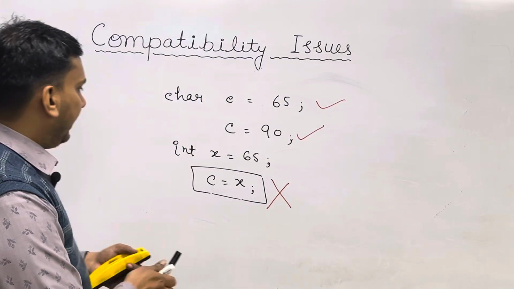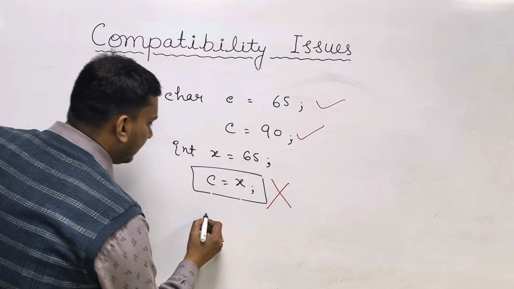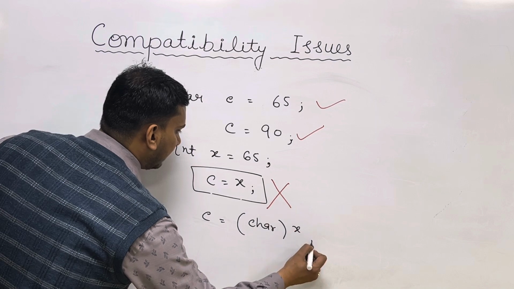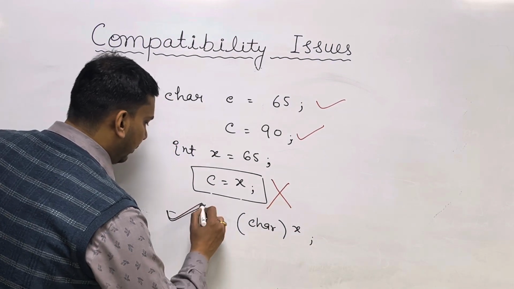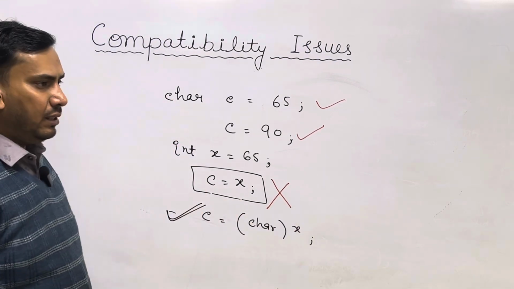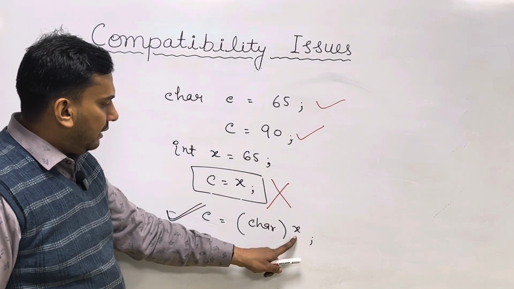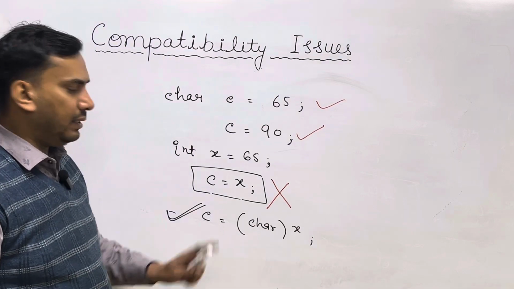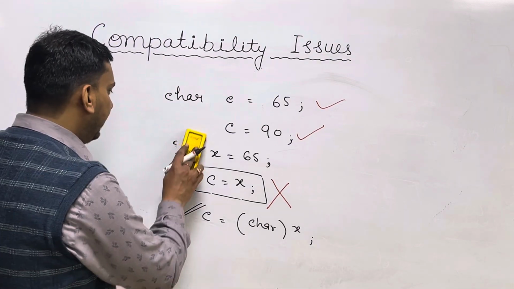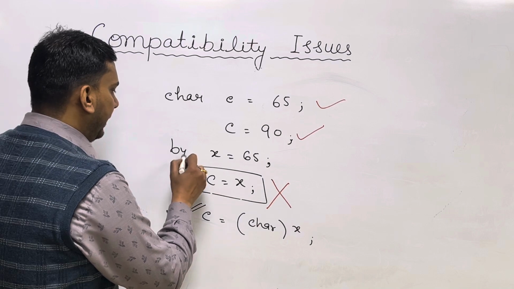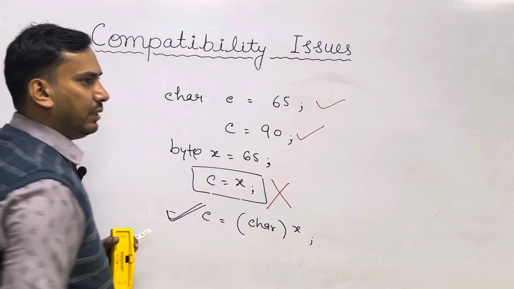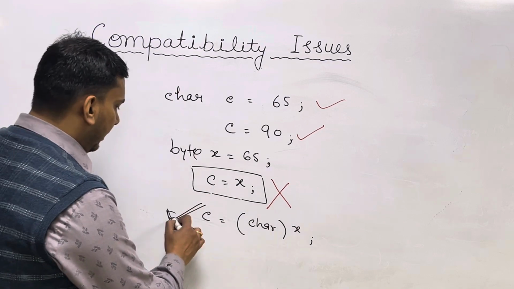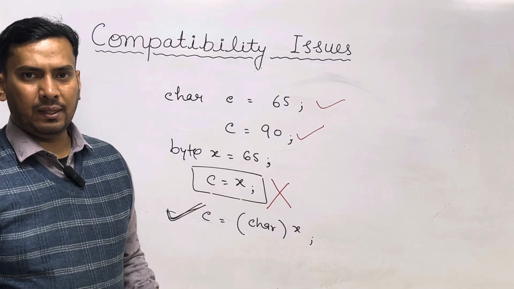It means I can write like this, c is equal to (char) x. So this is executable, this will work because I am type converting, meaning narrowing this int into char. So int to char is narrowing. Even if it is byte, byte to char is also narrowing. Byte to char is not widening. So byte to char will also be narrowing. It will execute once again, right?